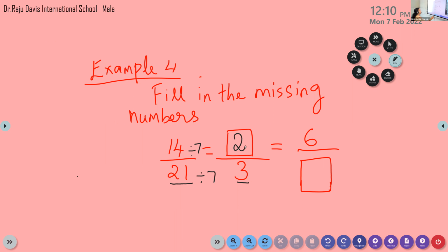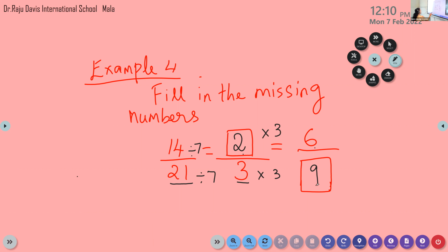Very good. Now children, we don't know what is here, but we know here 2 becomes 6. How? 2 into 3. Yes, 2 into 3. With the same number you multiply, so 9. Which are the numbers missing here? 2 and 9. Yes. 14 by 21 is equal to 2 by 3.